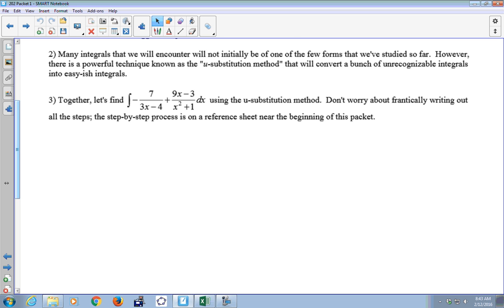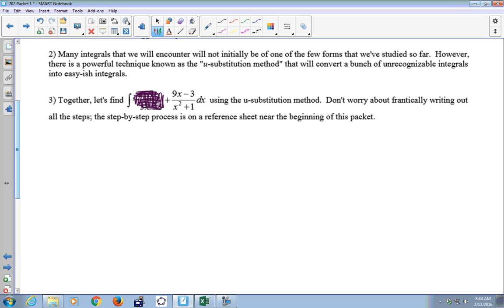All right, so I changed my mind about the example here. We're going to just get rid of this first term. Ignore that. So we're just taking the integral of (9x minus 3) over (x squared plus 1) dx. And we're going to use substitution. Don't worry about frantically writing out all the steps here. The step-by-step process is on a reference sheet near the beginning of the packet. I'll show you in a couple minutes.